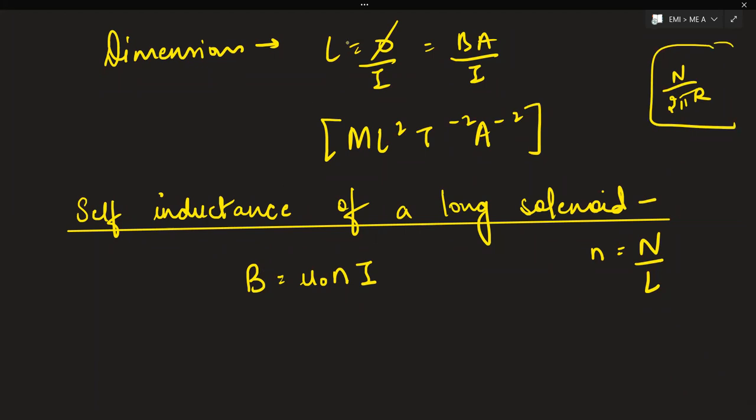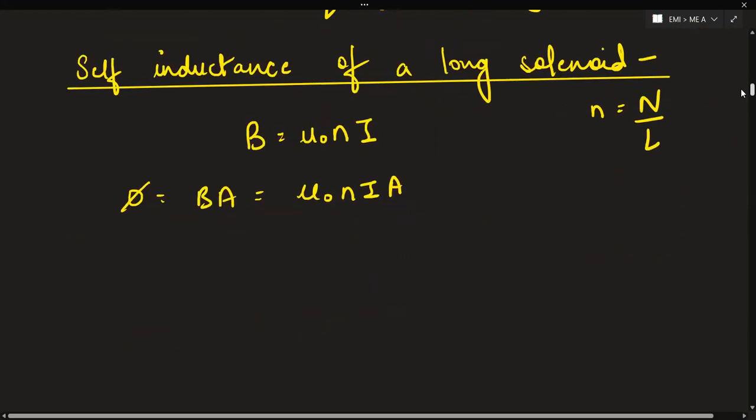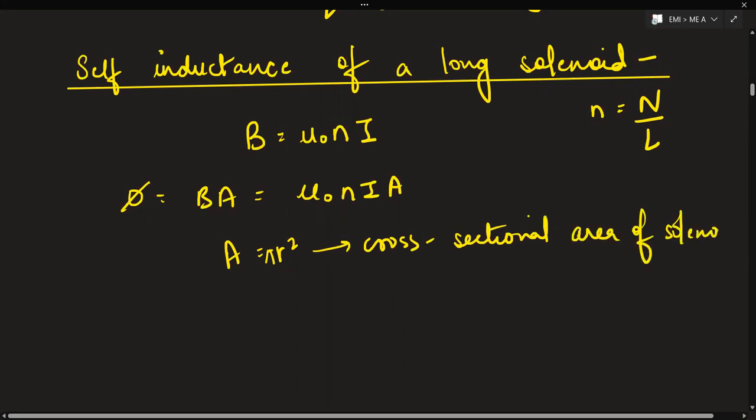Now, as rightly you were mentioning, magnetic flux formula, you have already mentioned, it was what? It was BA. So magnetic flux is BA. Putting the value of magnetic field, we have mu naught n I A. Just kept the value of magnetic field. Now, cross-sectional area, let us put. Area will be pi r square. This is the cross-sectional area of the solenoid.